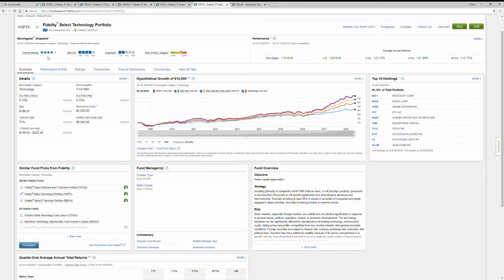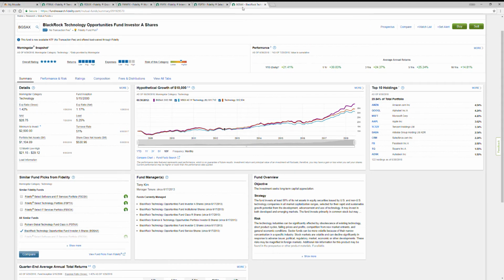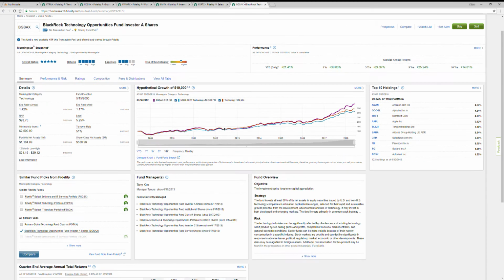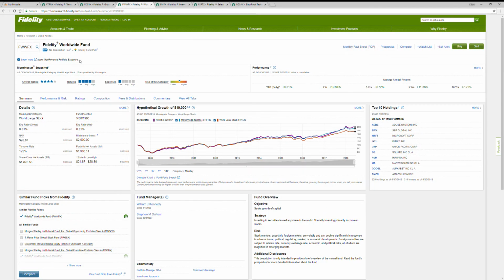And for these sector funds, because they're sector related, I didn't really go off of overall rating because I just didn't feel like it was accurate enough. So I went off of, honestly, I really just went off of two funds that move with the market with these, but I'll get to these. So we're going to go to Worldwide Fund right quick.